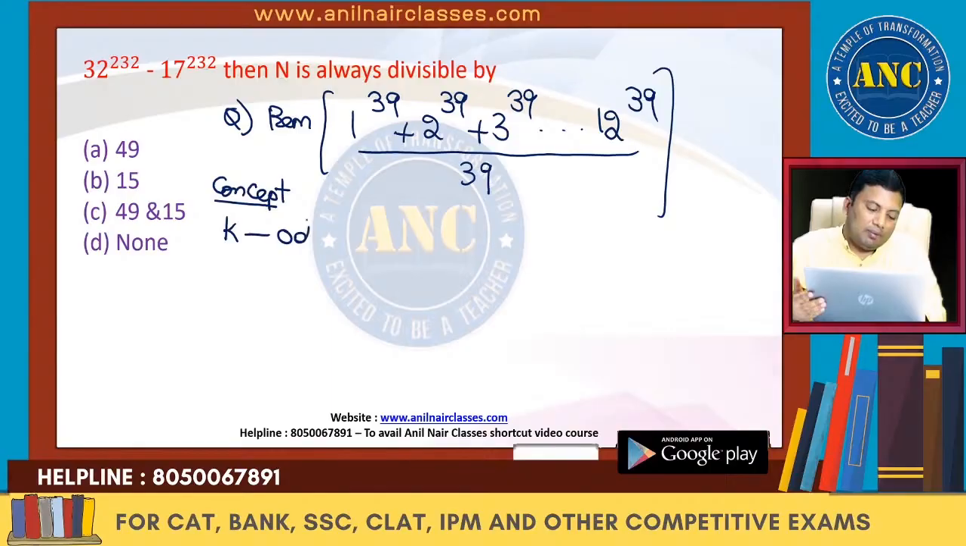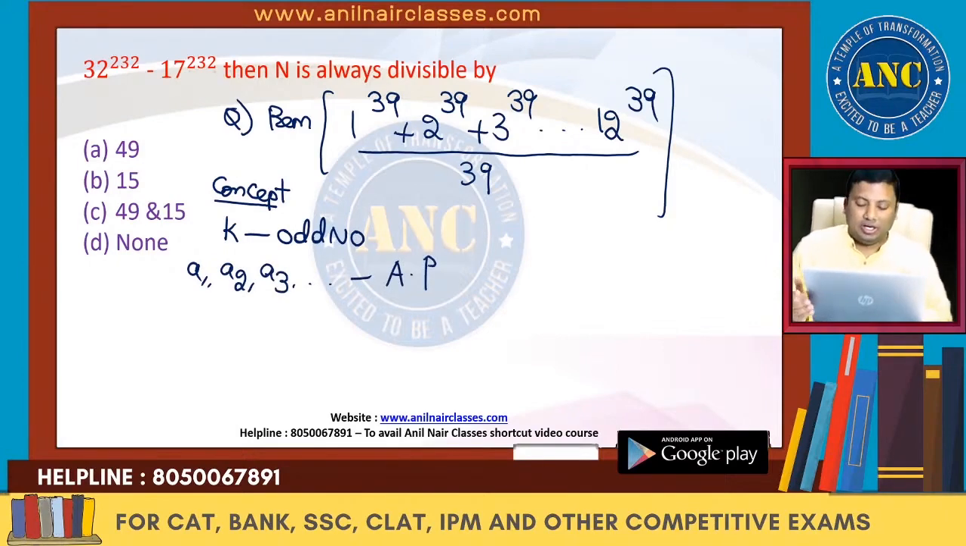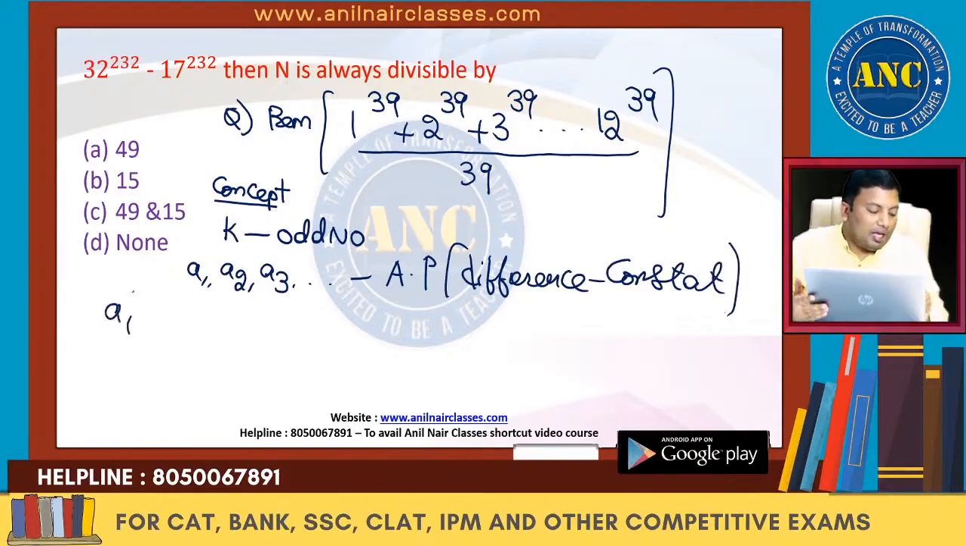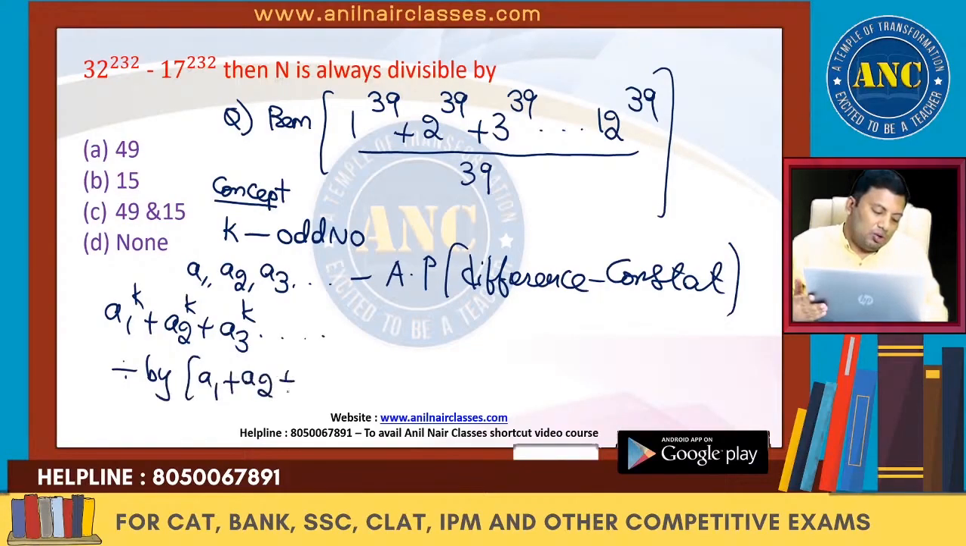If k is an odd number, k is nothing but the power. A1, A2, A3, if these values are in arithmetic progression, the difference will be constant. If the difference is constant, a1 power k plus a2 power k plus a3 power k and so on is always divisible by the sum of the bases, a1 plus a2 plus a3 and so on. Please make a note of it.